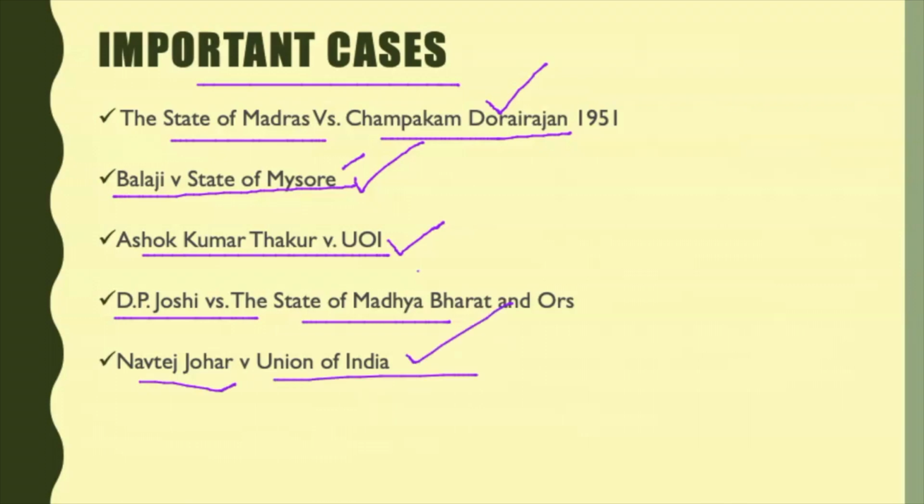Now the last that I have mentioned over here is Navtej Johar versus Union of India. It talks about the interpretation of clause 1. In clause 1 we prohibit discrimination on 5 grounds: religion, race, caste, sex, place of birth. So what did the Supreme Court observe in this particular case? The Supreme Court observed that when we are talking about interpreting Article 15 clause 1, non-discrimination on the ground of sex, it may include sex and other factors as well.